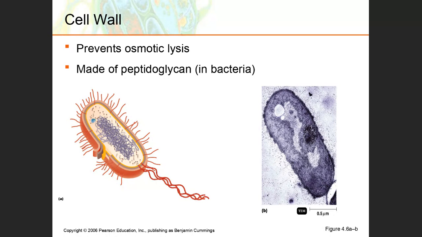Most bacterial cell walls are made of peptidoglycan. Some cells, like the gram-positive cells, have a lot of peptidoglycan. The gram-negative cells have a little bit.